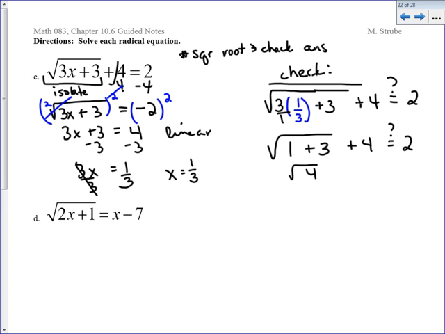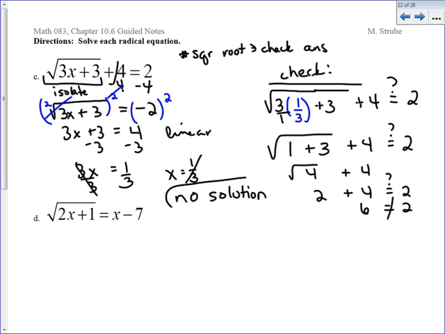So I have the square root of 4 plus 4 on the left side. And the square root of 4 is 2. So 2 plus 4, does that equal 2? Doesn't work. I get 6 is equal to 2. I didn't get the same thing on both sides. So even though it looked like we got a solution here, we can't have the 3. We just have to write no solution.